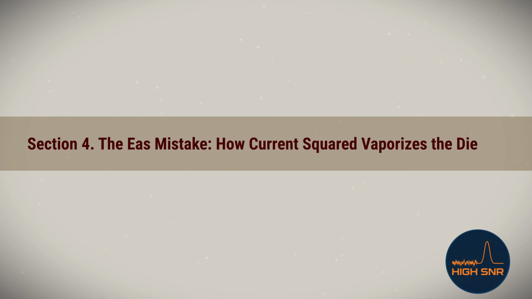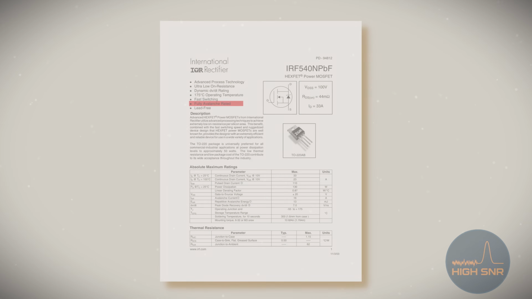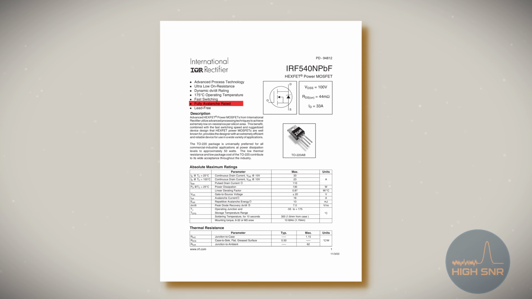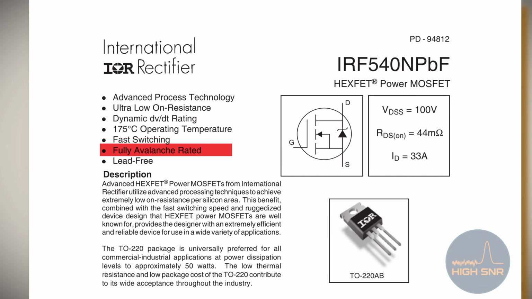Section 4. The fatal error in EAS ratings. How the square of the current literally evaporates the silicon die. So, the inevitable finally happened, a breakdown event. The transistor has transitioned into avalanche breakdown mode. In datasheets, this is very often presented as a positive feature, proudly labeled as avalanche rated. It sounds extremely reliable, almost like an insurance policy.